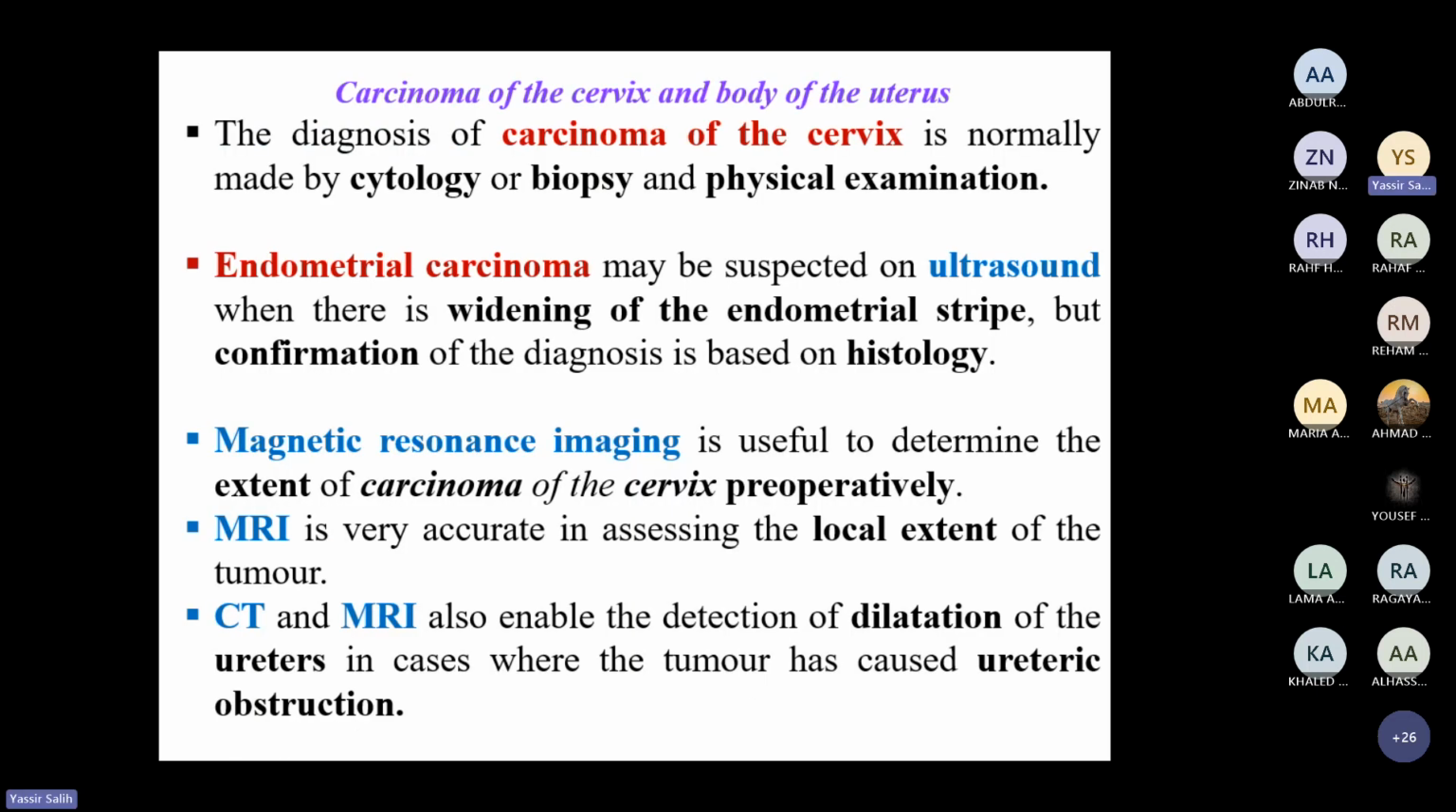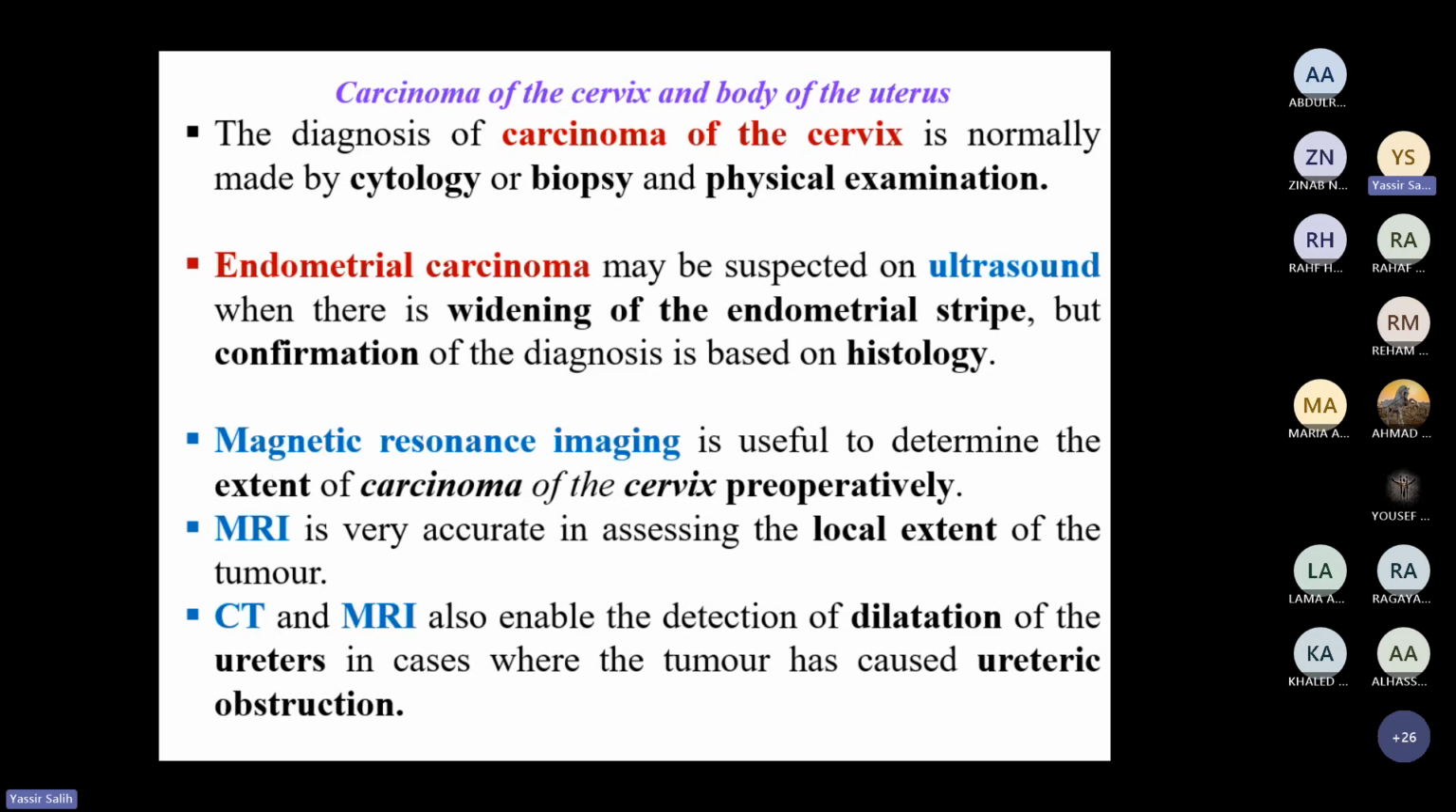Now let's talk about carcinoma of the cervix and body of the uterus. The diagnosis of carcinoma of the cervix is normally made by cytology or biopsy and physical examination, not by imaging. If the patient is suspected of carcinoma of the cervix, imaging is done for confirmation, but the diagnosis is clinical, by history and physical examination, for example BV and other clinical examination, and biopsy and histopathology.